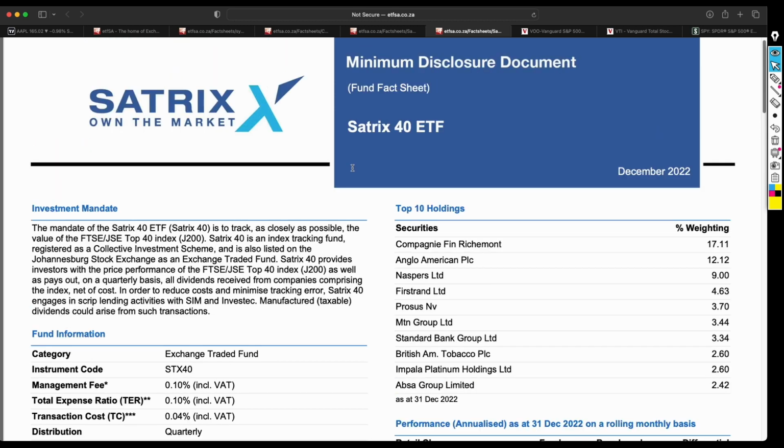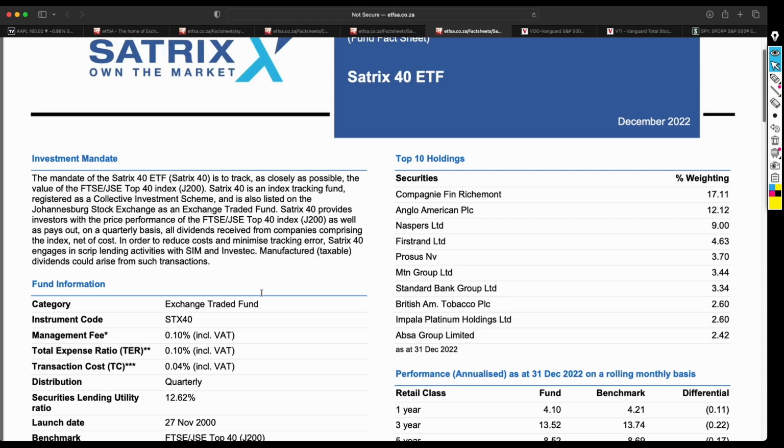So looking at the Satrix Top 40 ETF, I already mentioned the management fee, because it is important to understand how much money we are paying for that ETF. This one has a total expense ratio of 0.1%. Fees are important when it comes to investing.